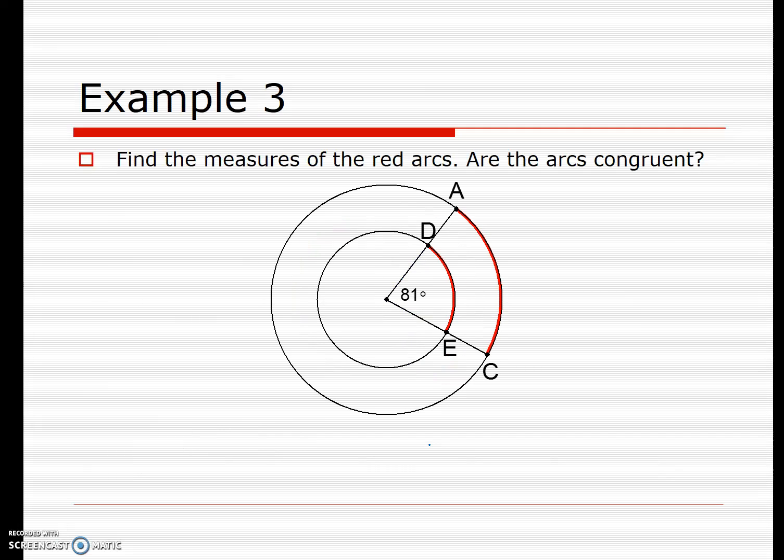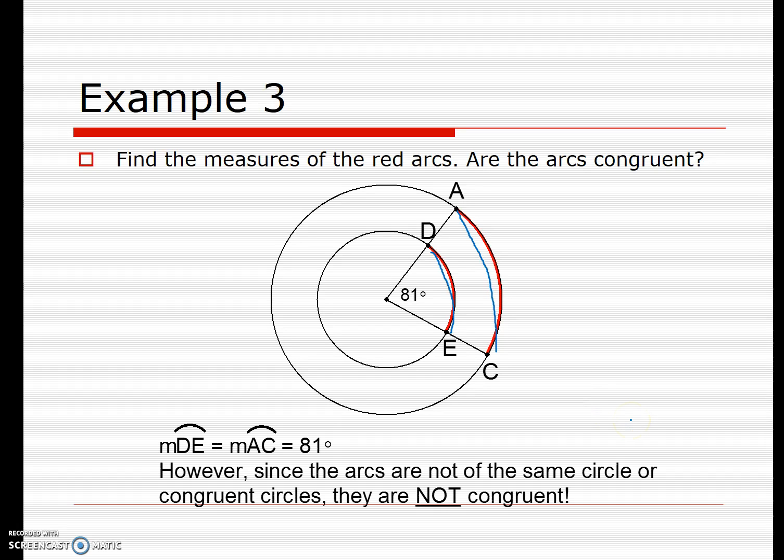How about in this one? Well, in this one, I can see they're both 81 degrees. You can see that this arc here is 81 degrees, and this one here is also 81 degrees. While you might think that they are congruent to each other since they measure the same, the issue here is that the circles are not congruent. You see how this circle is significantly smaller.